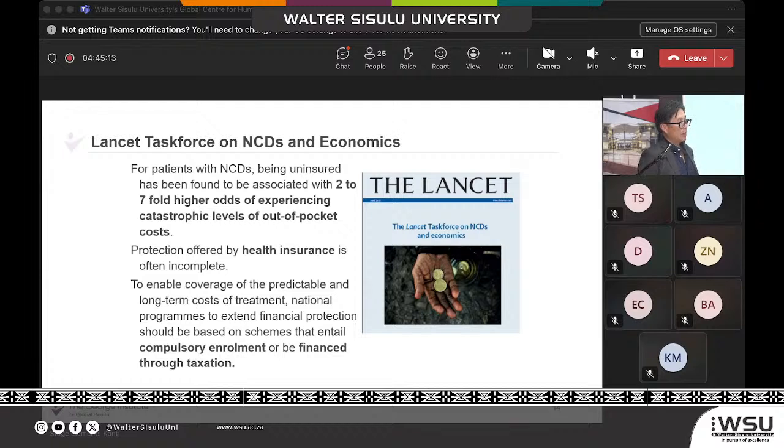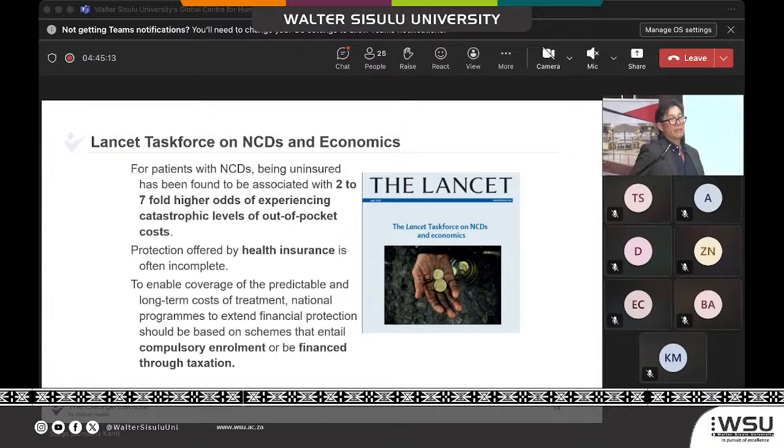Protection was often offered by health insurance, but it was often incomplete. So you often found people, even with health insurance, experience catastrophic expenditure. Health insurance alone isn't a panacea because often health insurance coverage has gaps, has deductibles, has co-payments, has gaps in the benefit package, and people can slip through these gaps and still experience high costs, to enable the coverage of chronic costs associated with NCDs.